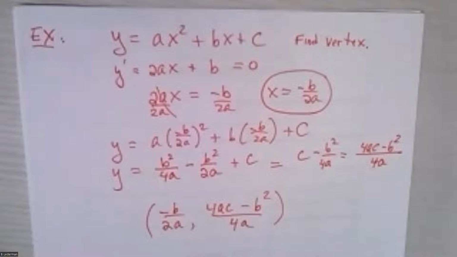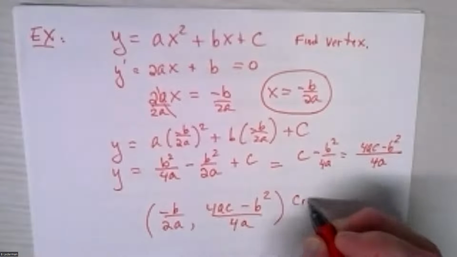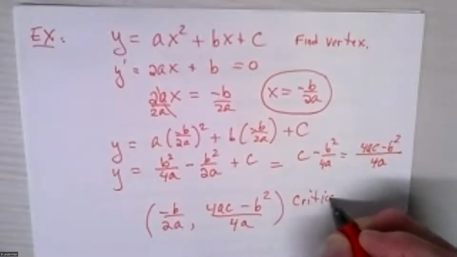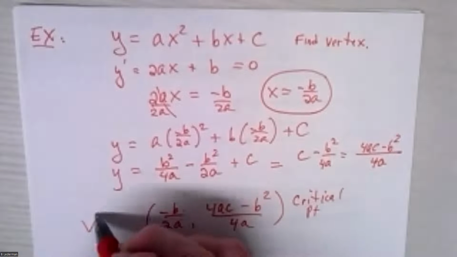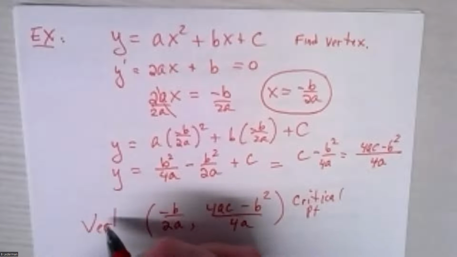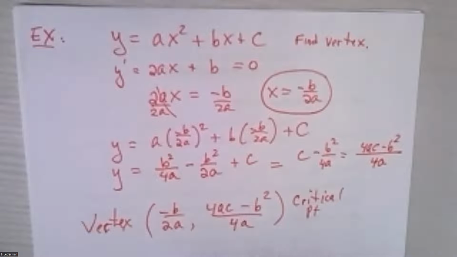By the way, this is the critical point, which in our case is also the vertex, because the vertex is going to be either the highest point or the lowest. Oh, I'm sorry, we're not done yet. To show it's a vertex, we would have to show that it's a max or a min, because vertexes are either maxes or mins. Let's just show that.